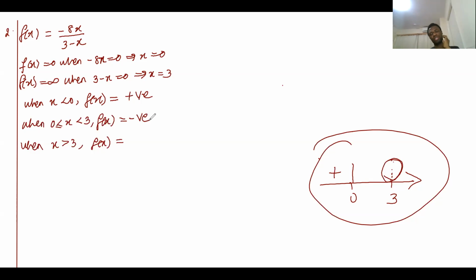What happens when x is greater than 3? Positive, okay, are you sure? All right, when x is greater than 3, there will be a negative in the denominator, definitely, and the numerator is always going to be negative anyway, so you get positive. So with this, you can now draw it. And do not forget that the first point, 0, is the closed one this time.